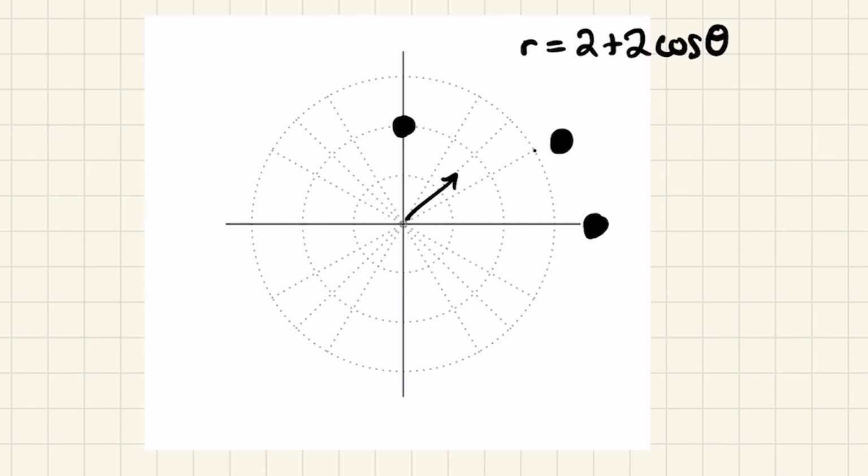try pi over 4, and cosine of pi over 4 is root 2 over 2, so this is 2 plus root 2, and again, root 2 is 1.4, so this is about 3.4. Okay, and now let's check pi over 3. Cosine of pi over 3 is 1/2, so this is like 2 plus 1, which is 3, so that's actually right there. Okay, and what we're going to get is, we can see exactly how bulbous this is. It's like that.